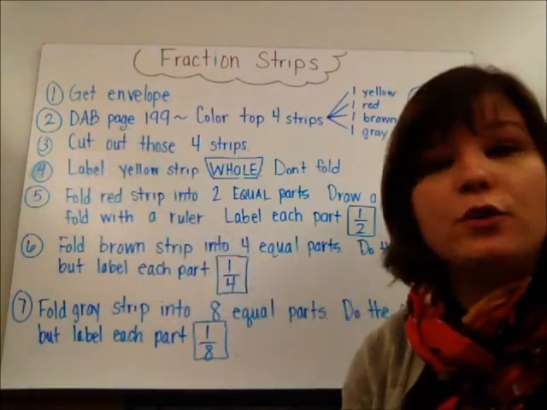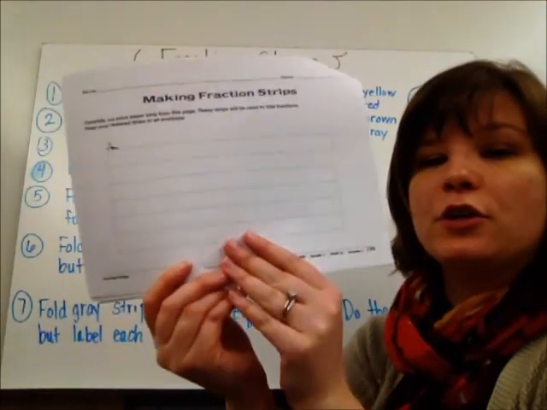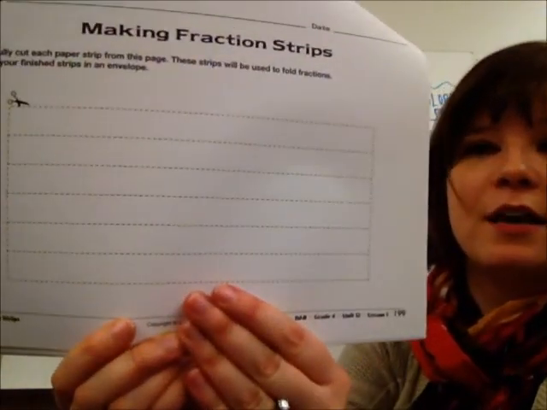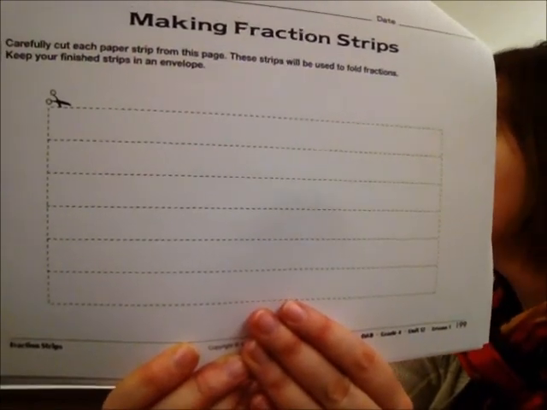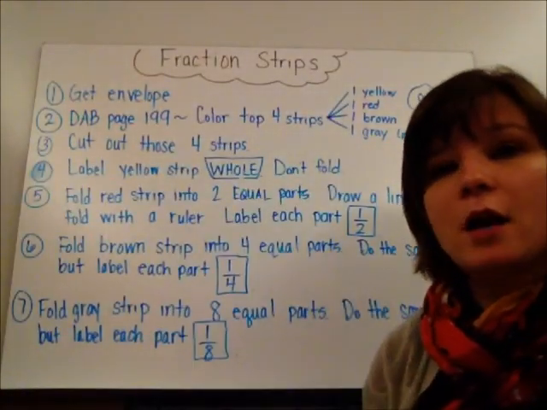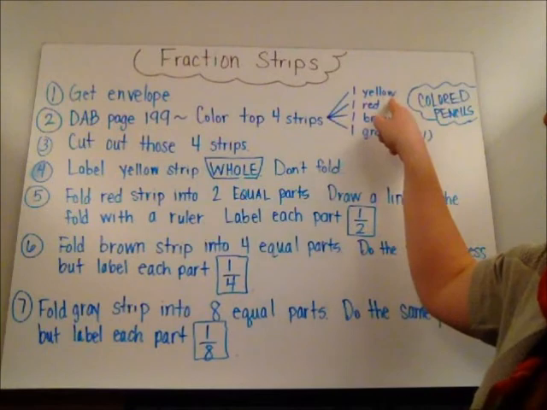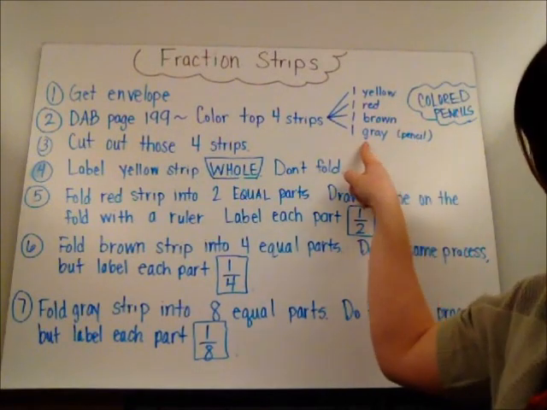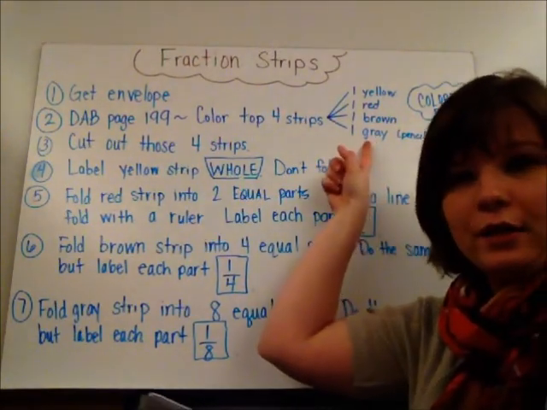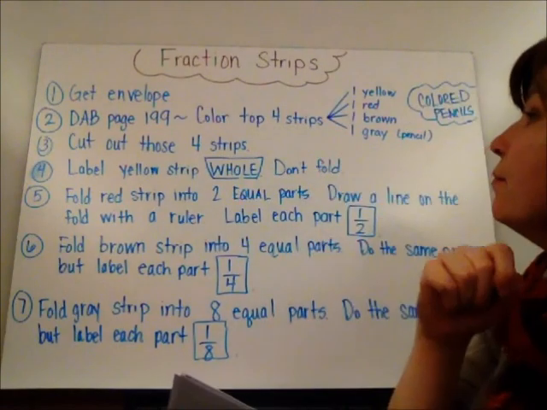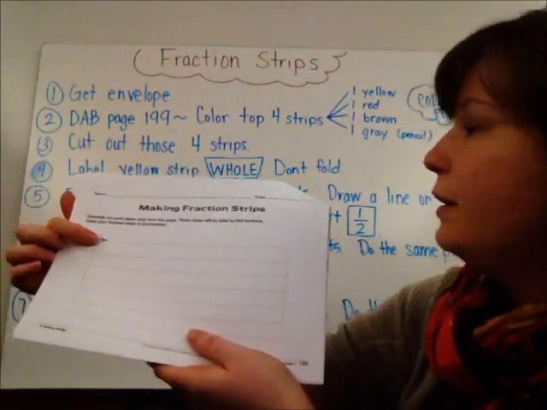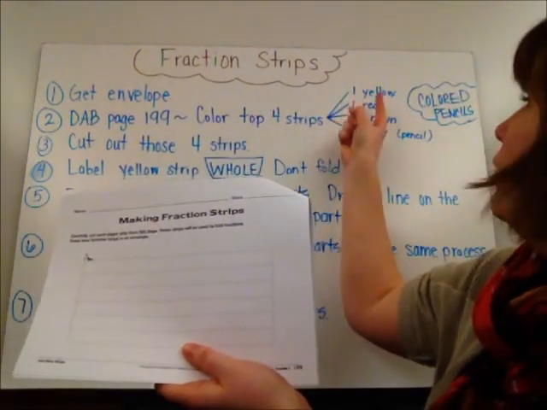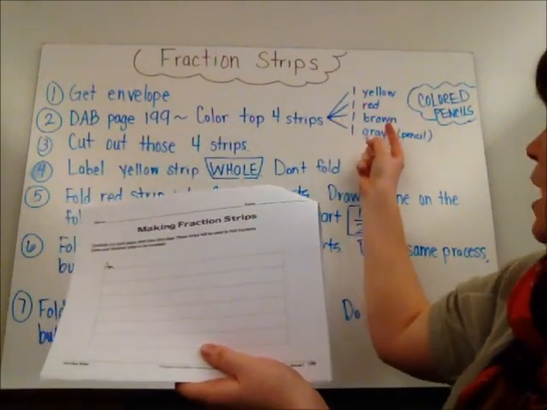So you're going to need your Unit 12 DAB, and you're going to turn to page 199. It looks like this, called Making Fraction Strips. So you're going to need some colored pencils. You'll need a yellow, red, brown, and then a gray, or you can just use a regular pencil that you write with for that. So you're going to color your top 4 strips, 1 yellow, 1 red, 1 brown, and 1 gray.